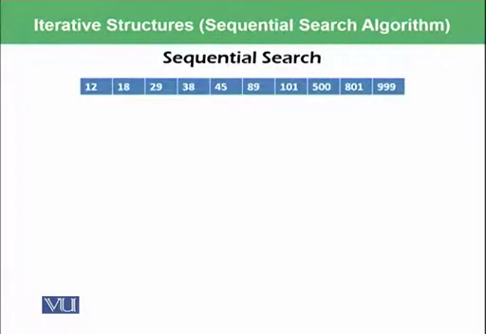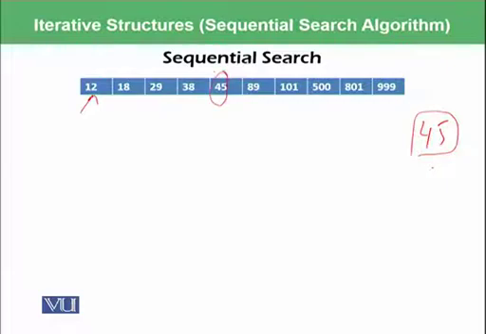We have this list which has numbers 12, 18, 29, 38, 45 and so on, and we want to search whether, for example, 45 can be found in this list or not. So for example, we find 45 over here. We will start from 12, and we will compare whether the 45 which we want to search is equal to 12 or not, and we will keep doing it until we find 45.